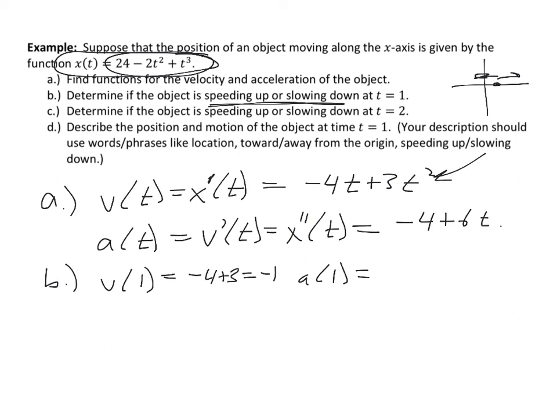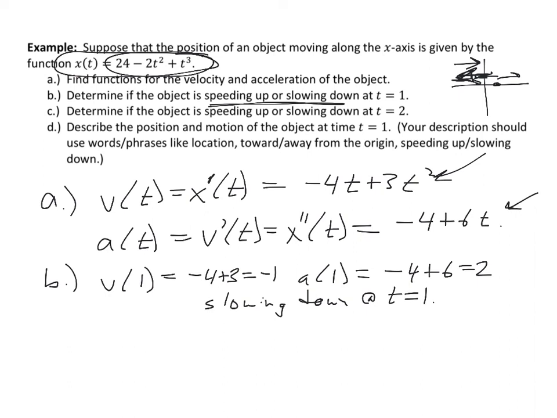At this point, can I tell if it's speeding up or slowing down? Nope. All I can tell is that the thing's moving left, right? It's moving in the negative direction on the x-axis. Now what about a of 1? A of 1, I'd use the acceleration function. This would be negative 4 plus 6, which is 2, right? So even though the thing is going backward, its acceleration is trying to pull it this way, which means the thing is slowing down. As it's going backward, it's trying to go more positively in its speed. It's changing positively, so it's slowing down. Slowing down at t equals 1.